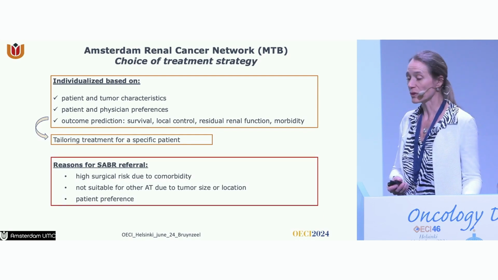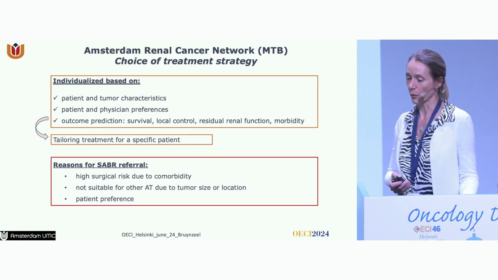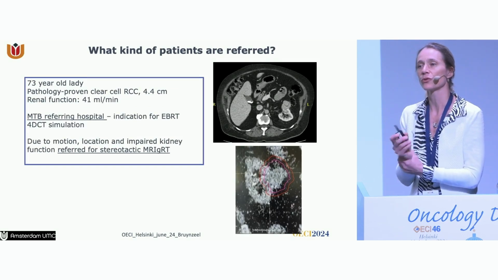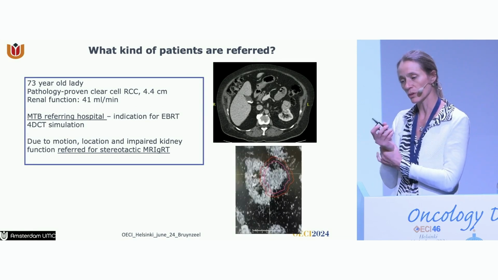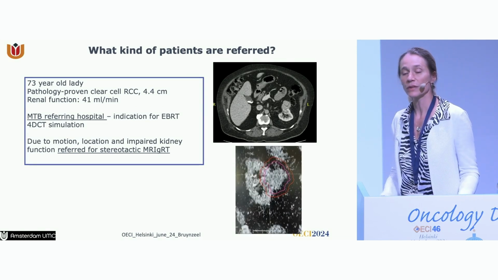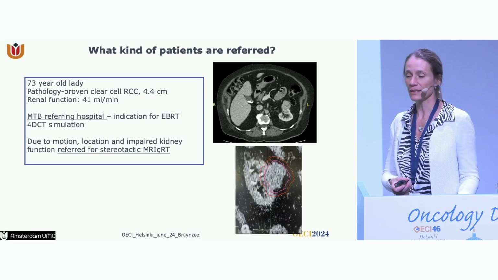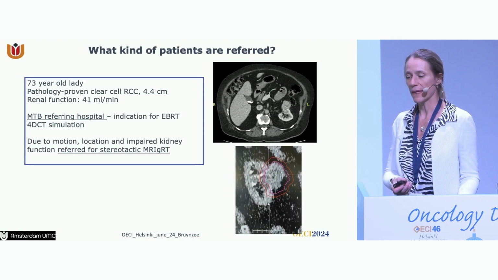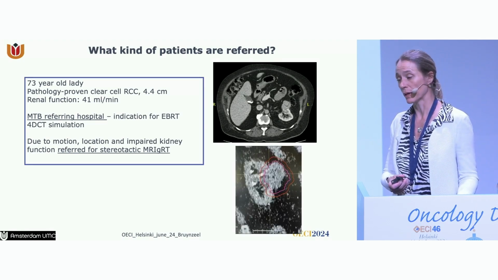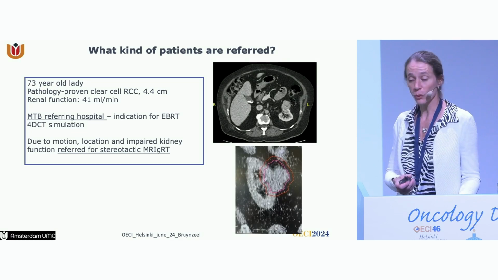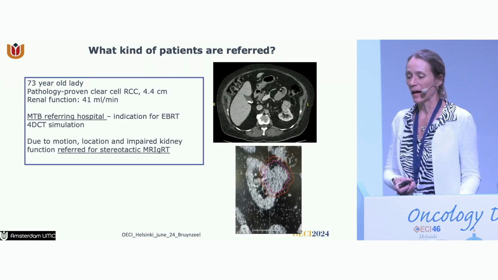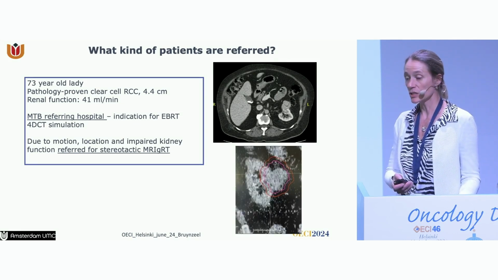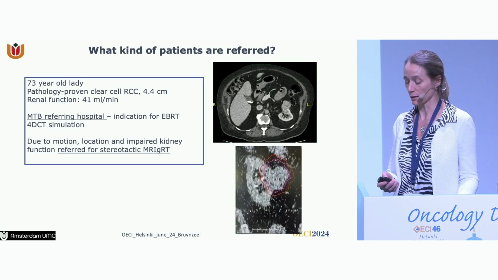And here you see some reasons for SABR referral. So what kind of patients are referred from other Dutch hospitals to our center? For example, this 73-year-old lady with a pathology-proven clear cell renal cell carcinoma with an impaired renal function. And there was an indication for radiotherapy, so they performed a 4D CT for simulation. However, due to the motion, location, and the impaired kidney function, she was referred for stereotactic MR-guided radiotherapy.